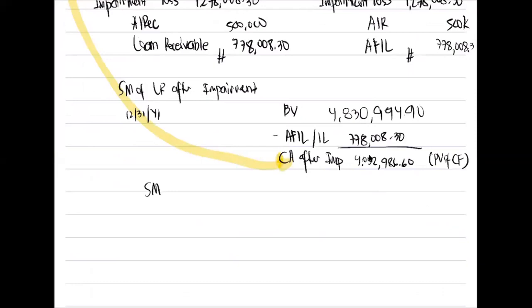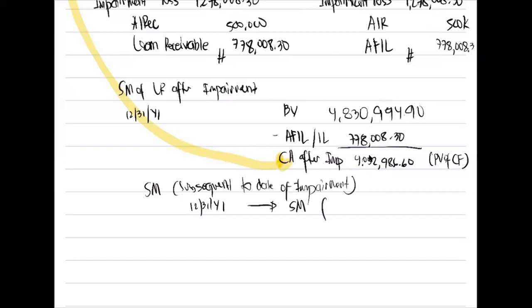Subsequent measurement of your impaired loan. So, subsequent to date of impairment. What do we mean by subsequent to date of impairment? If our impairment date is December 31, year 1, we should learn how we should subsequently measure it after December 31, year 1. So how will we measure the loan after December 31, year 1?